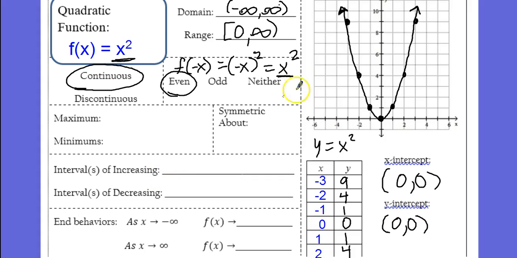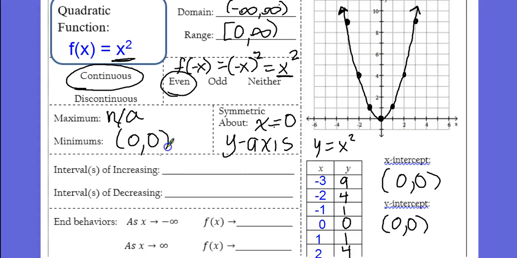It has foldable symmetry. Where is it symmetric? The y-axis. The equation of the y-axis is x equals 0, but if we're being precise, it's symmetric across x equals 0, but we call that the y-axis. Whatever we graph to the left, we graph to the right. Does not have a maximum, but it does have a minimum at (0, 0).